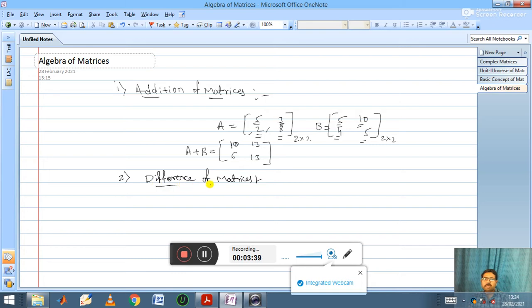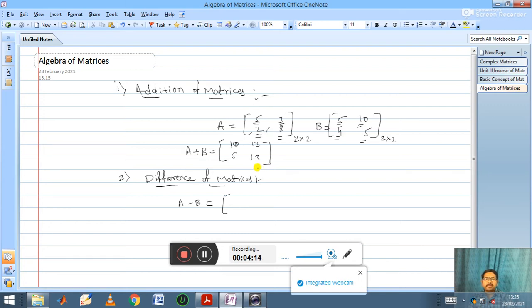Difference is represented by A minus B. So let us take the same example. In addition of matrices, we took two matrices A and B. Your matrix A elements are 5 3 2 8, and matrix B elements are 5 10 4 5. So let us take the difference. The difference is taken in the same manner as we added the two matrices, element by element.